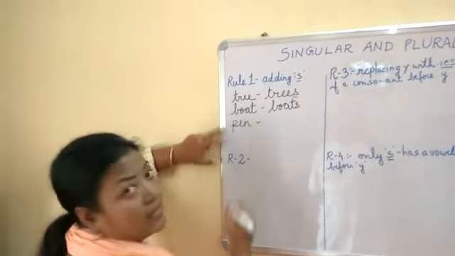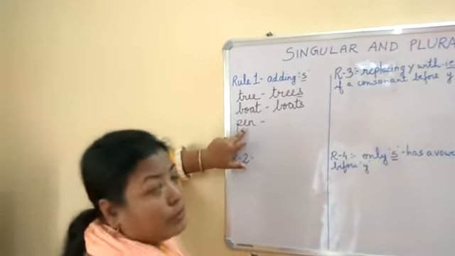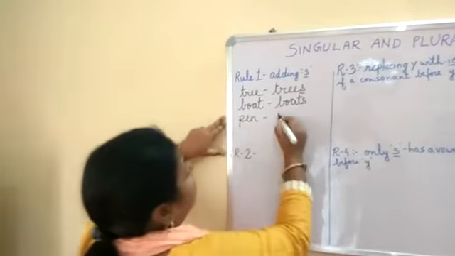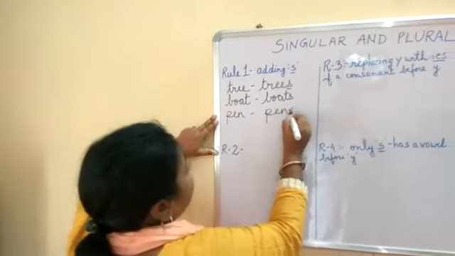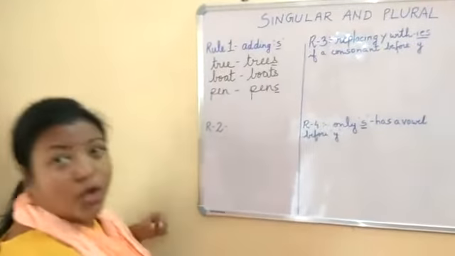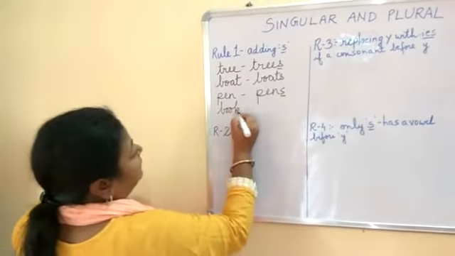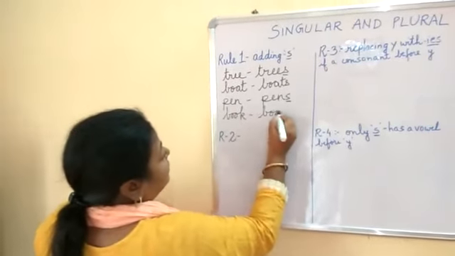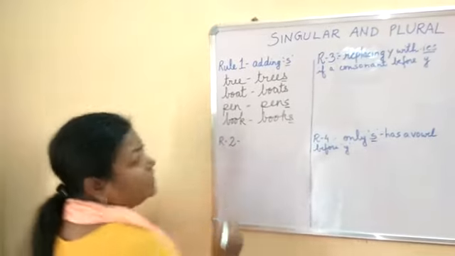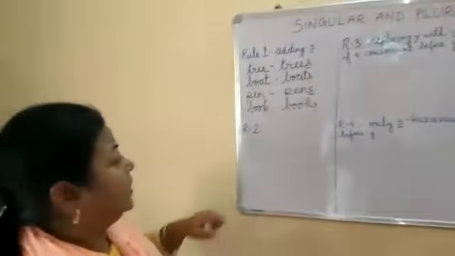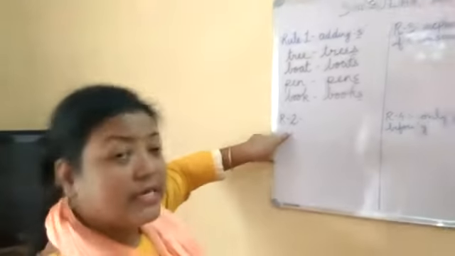Pen. I want to make this word plural. So, many pens. I will add only S to make the word plural. Book. Books. I have added only S to make the word plural. Then we will come on to the next rule.